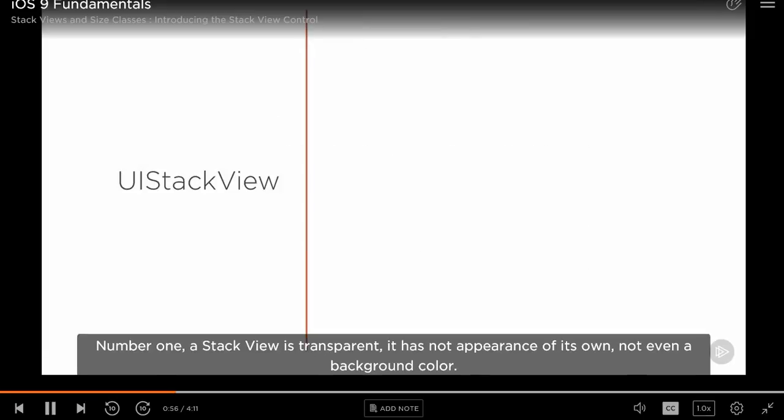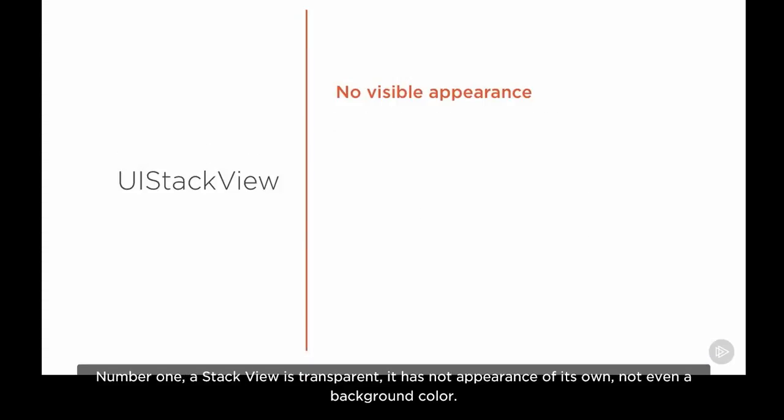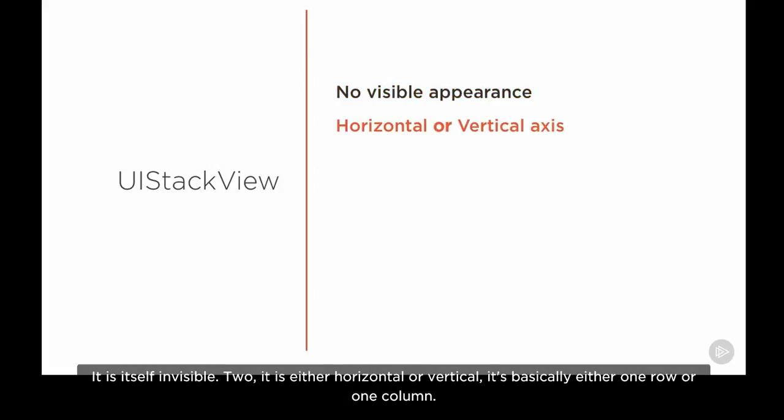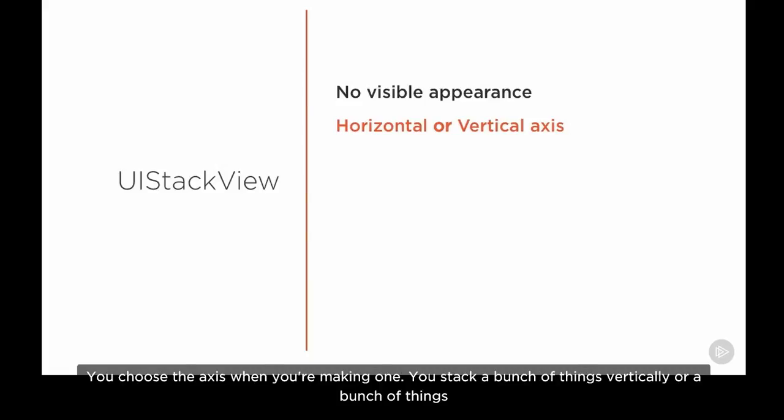But there are a few concepts to understand to make the most of it. Number one, a stack view is transparent. It has no appearance of its own, not even a background color. There's no grid lines, no visible boundaries. It's a control designed to arrange other controls. It is in itself invisible. Two, it is either horizontal or vertical. It's basically either one row or one column. You choose the axis when you're making one. You stack a bunch of things vertically or a bunch of things horizontally.